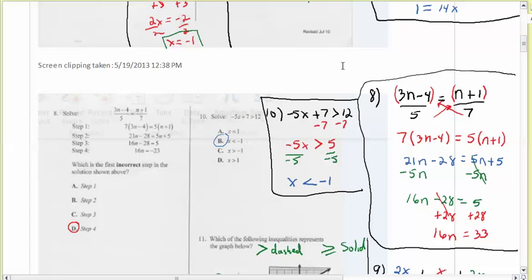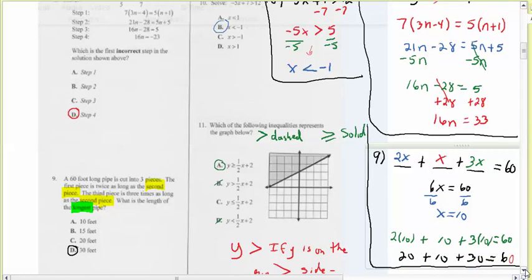Alright, on this one, we are going to get the x's on one side, numbers on the other. So I put the 7 over here. So I got a 5. Then I divided by a negative 5 on both sides. But remember, when you do that, you must flip the sign around. So the sign must be flipped. So that's where I got x is less than negative 1. Okay, number 11.